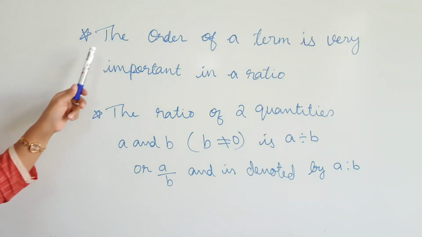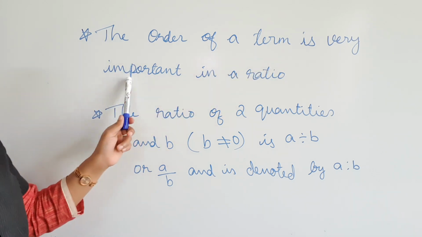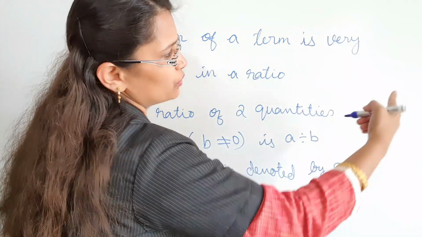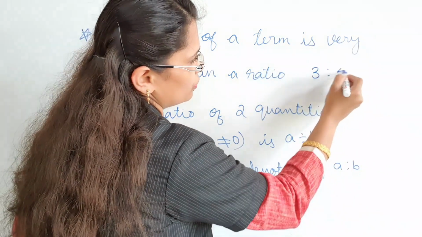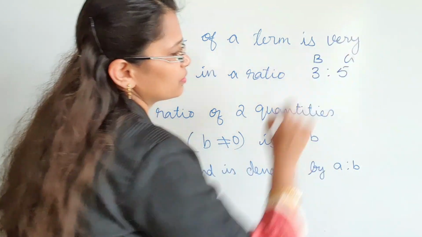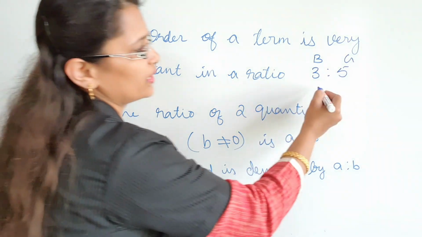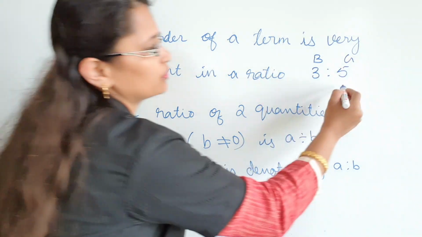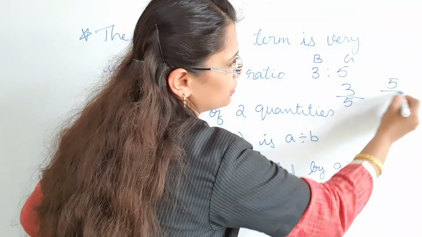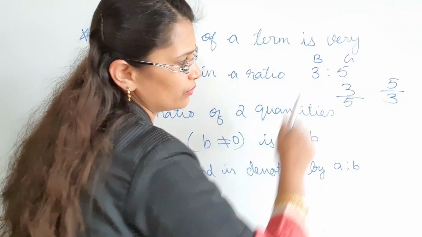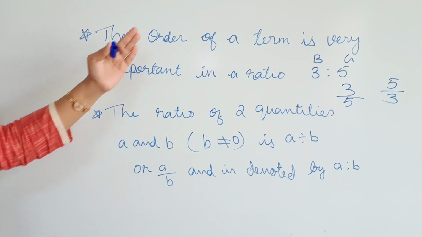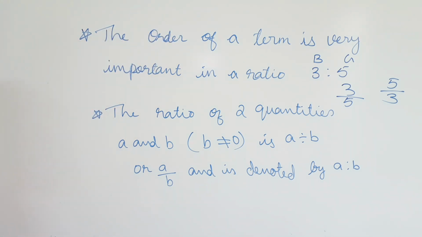Children, another property: the order of a term is very important in a ratio. That means if you are writing boys to girls ratio 3 is to 5, so this is boys, this is girls. You cannot write 5 is to 3 here, because 3 is to 5 means 3 by 5. If you change this, it will become 5 by 3. Are 3 by 5 and 5 by 3 equal? No. So, the order of a term is very important in a ratio.